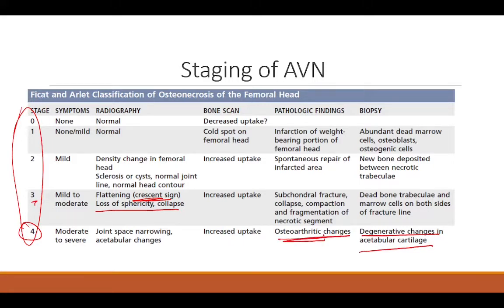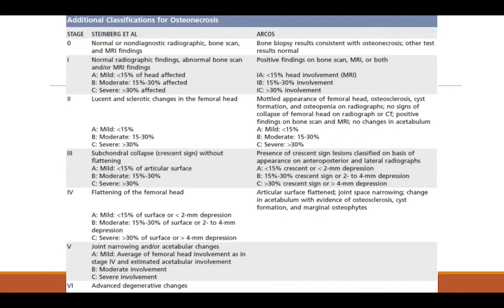The Steinberg classification has 6 stages, with stage 0 having normal or non-diagnostic radiography, bone scan or MRI findings. In stage 1, there are normal radiographic findings along with an abnormal bone scan and/or MRI findings. A, B, C are subclassifications in which mild is less than 15% of the head affected, moderate is 15 to 30% of the head affected, and severe is more than 30% of the head affected.